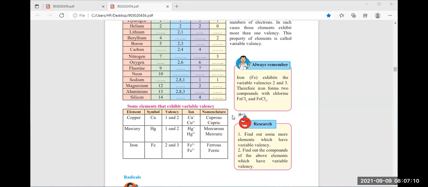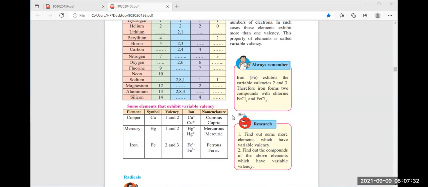About mercury also, it can show valency 1 and 2. It is variable according to the condition, according to the reaction. First, when it is Hg plus 1, that means its valency is 1, and when it is 2 plus, at that time it shows valency 2. It gives 2 electrons.